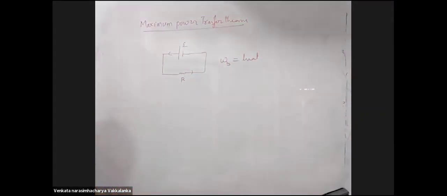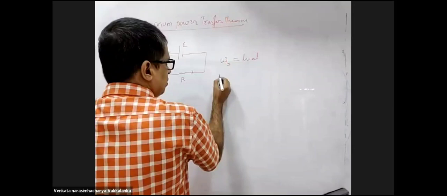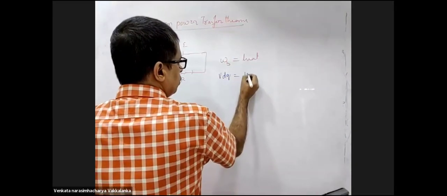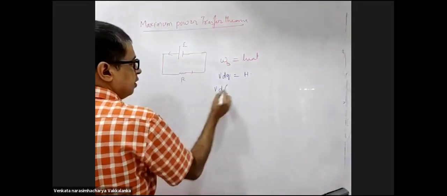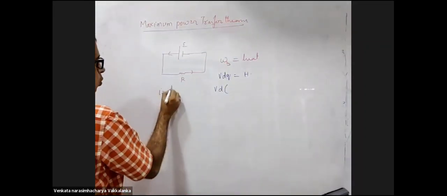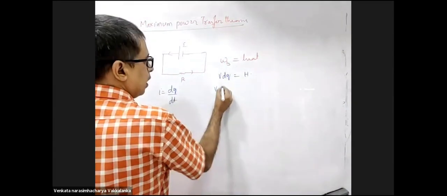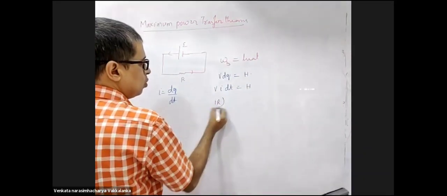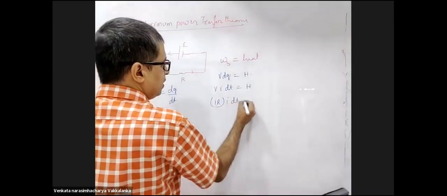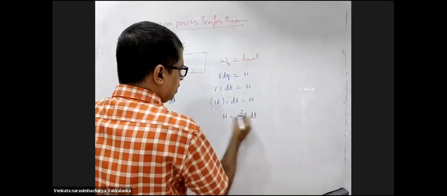There is no equipment to store energy. So whatever is the work done by the battery is lost in the form of heat. V dQ should be lost in the form of heat. Current is equal to dQ by dt, so this will be V I dt is the heat loss. V is equal to IR, so heat loss is I square R dt.